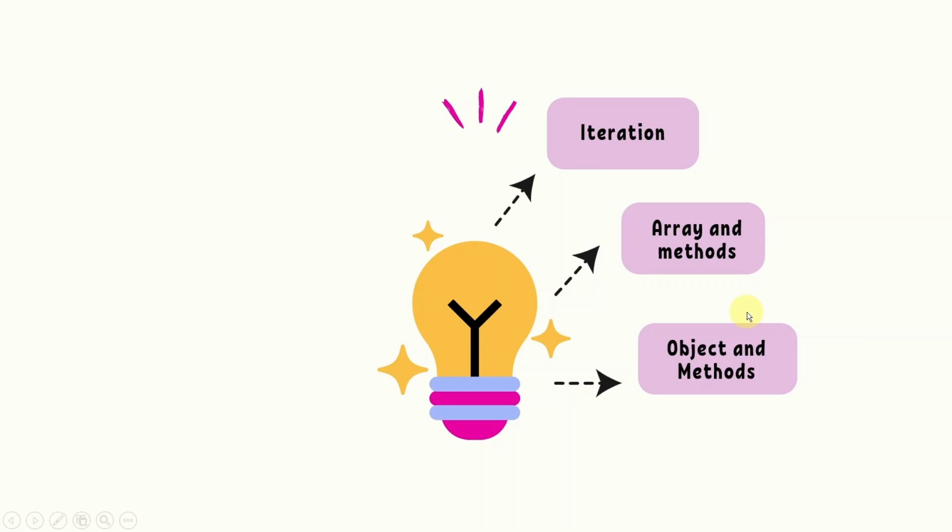Then come objects and their methods. Objects are also widely used, with key value pairs. So that also you should understand. Arrays and objects are widely used concepts in JavaScript.